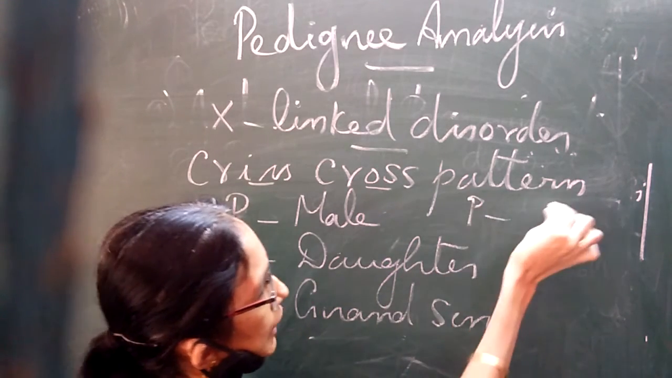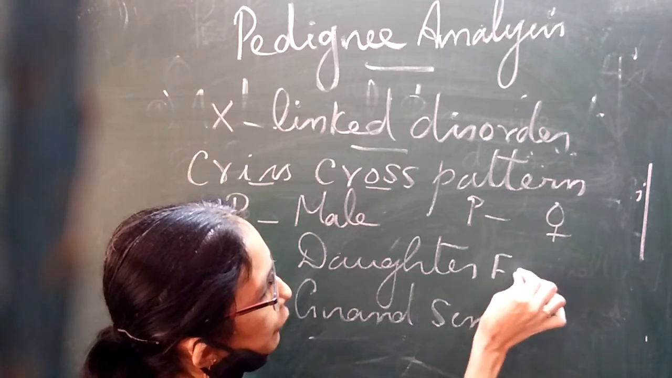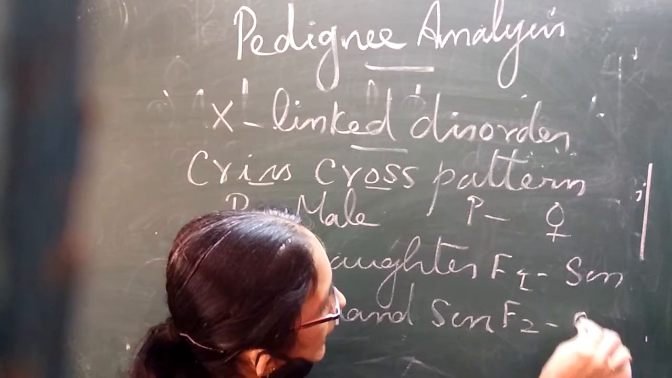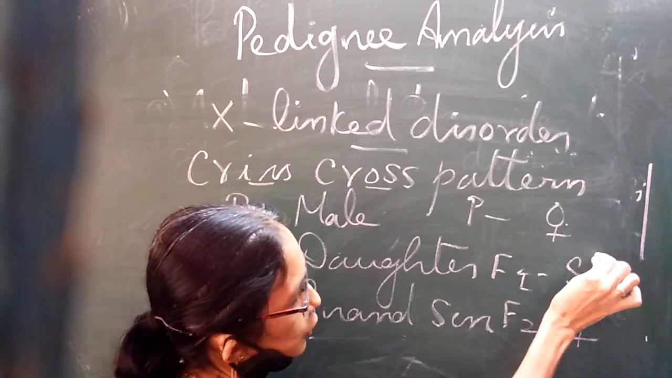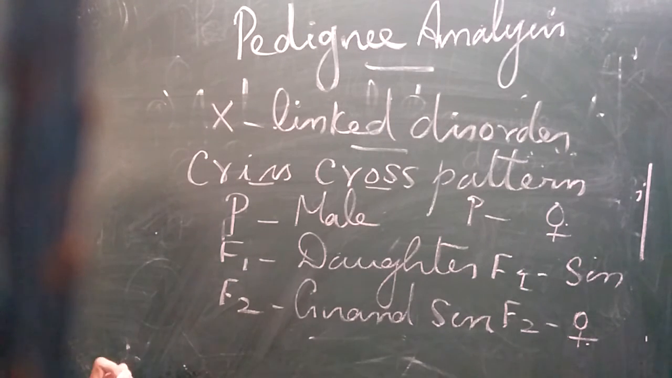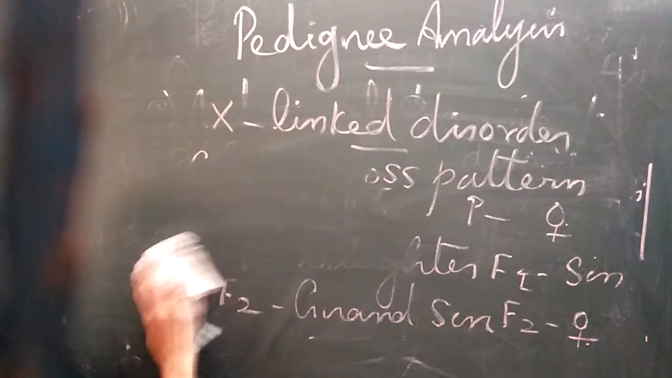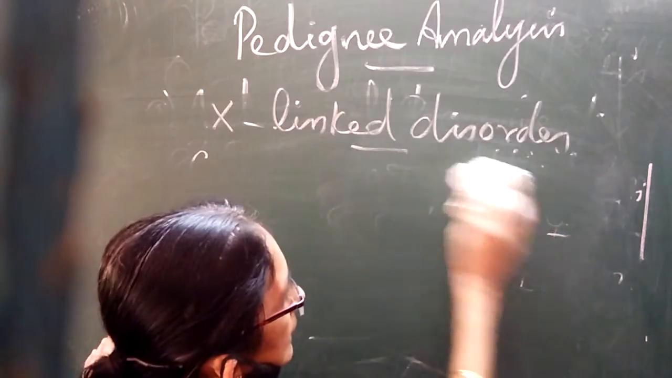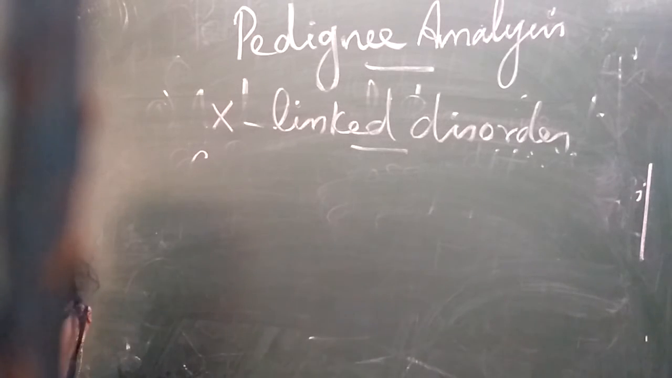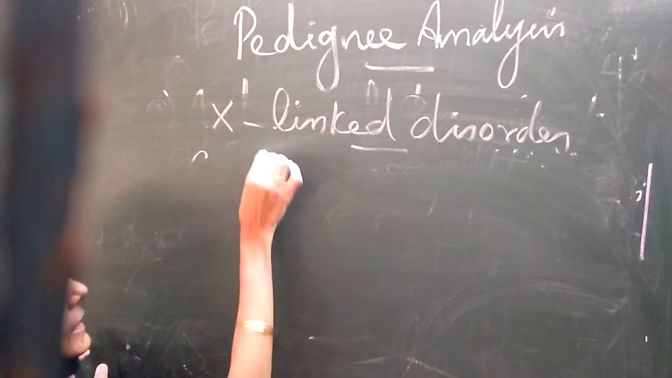Similarly, in the parental generation, if female is affected, in the F1 generation who will be affected? Son is affected. In the F2 generation, granddaughter is affected. So female to male, male to female. This type of pattern of inheritance is called criss-cross pattern of inheritance. And here mainly in case of sex-linked disorder, male is affected, not female. Mainly who is affected? Male is affected.